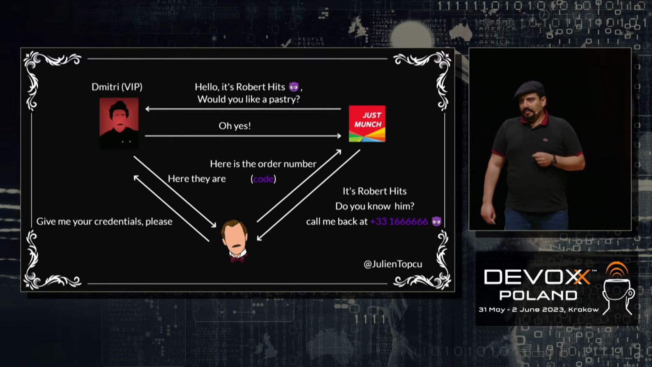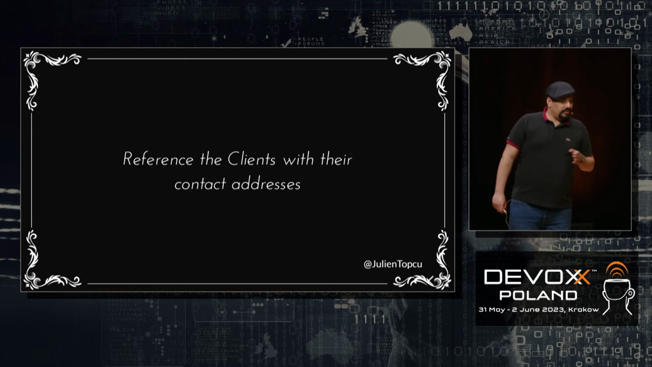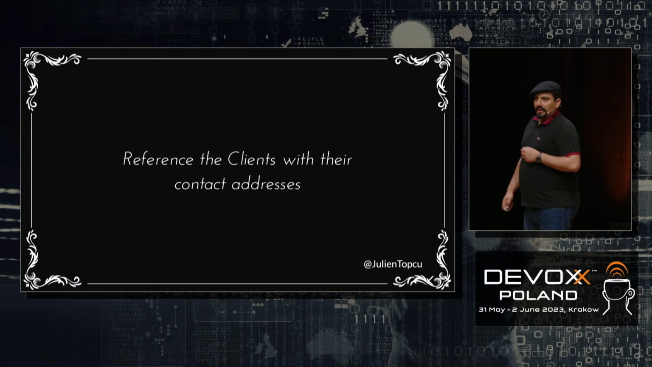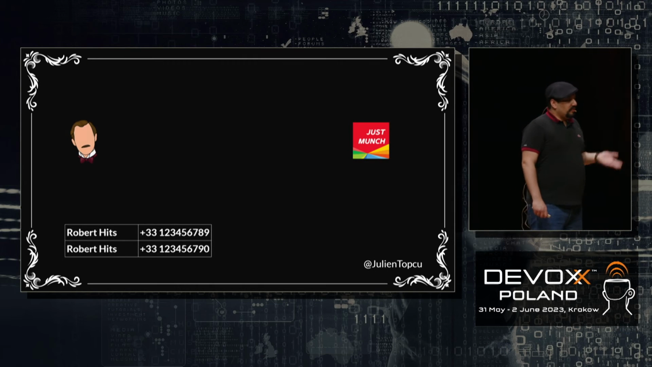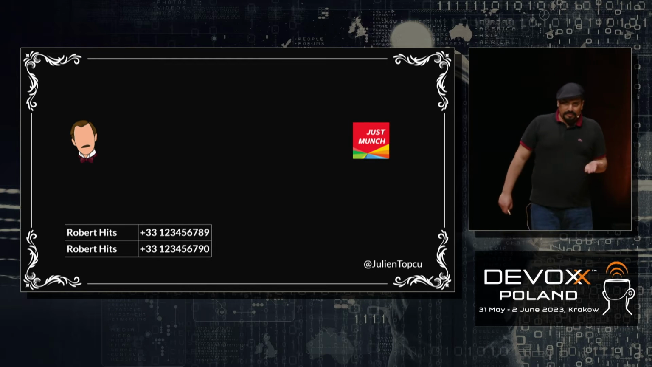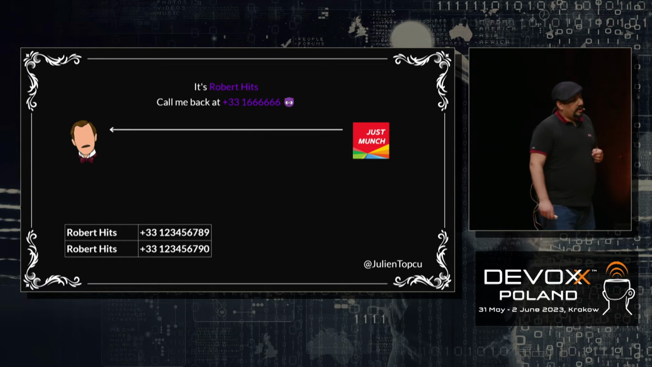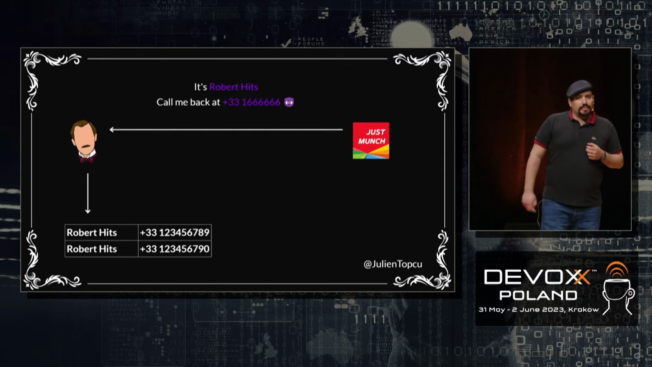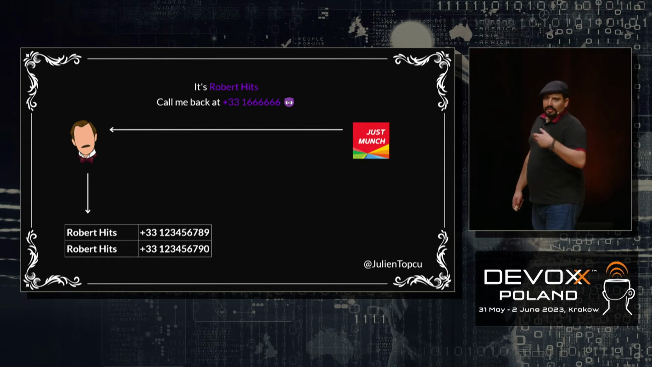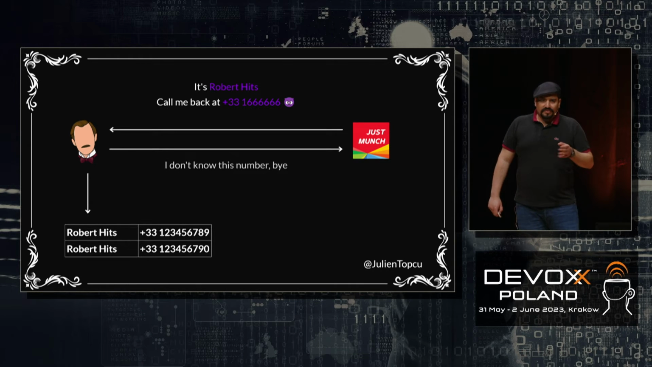So to fix that problem, we'll now reference the clients with their contact addresses. So now Gustav will keep a registry of trusted numbers for Robert Hitz. And now if Just Munch calls him and says, "Okay, that's Robert Hitz, call me back at that number," he can check if this is a trusted number to call back Robert Hitz. That's not the case there. "I don't know who you are, bye." And we fix the problem.